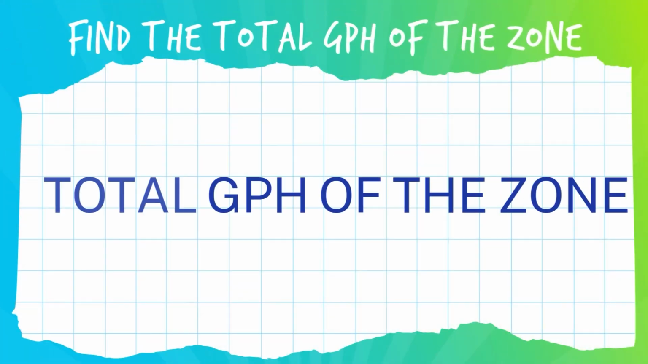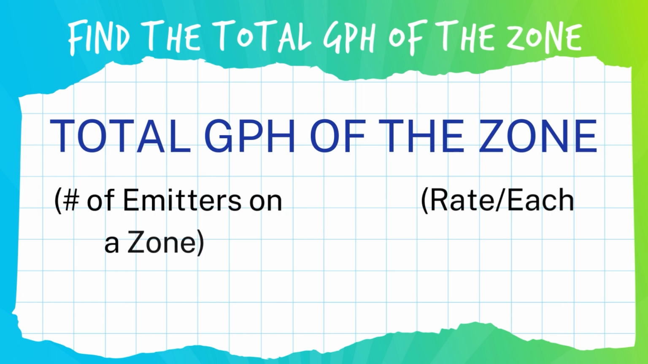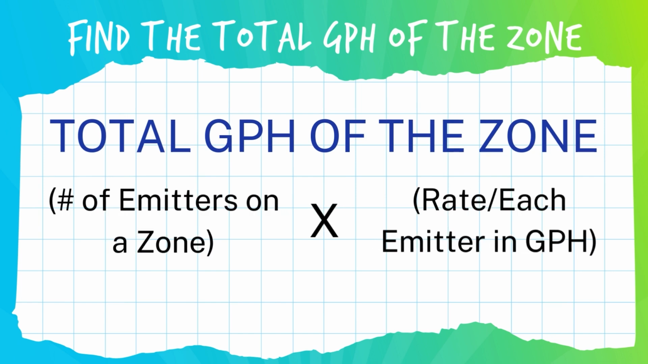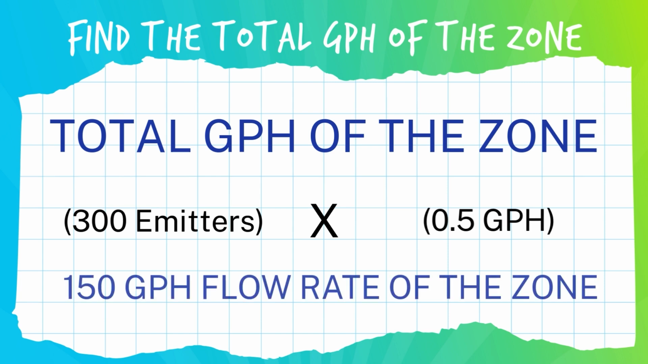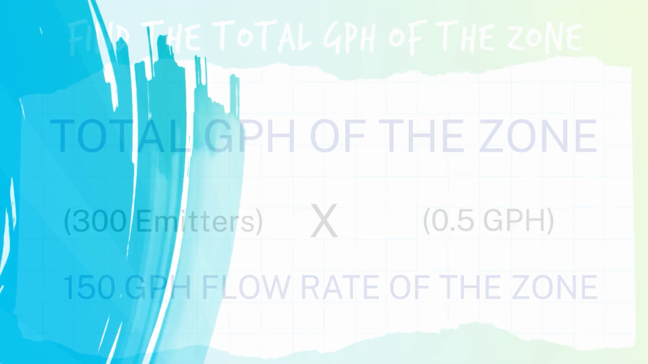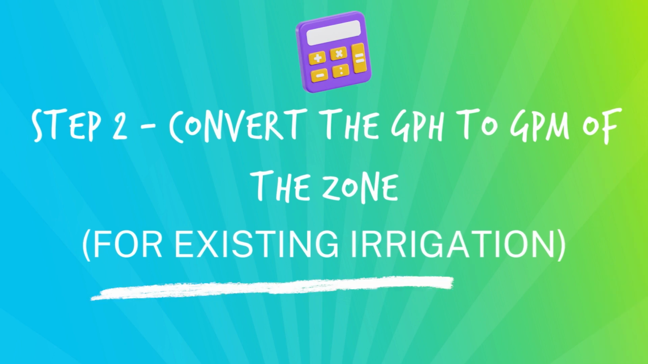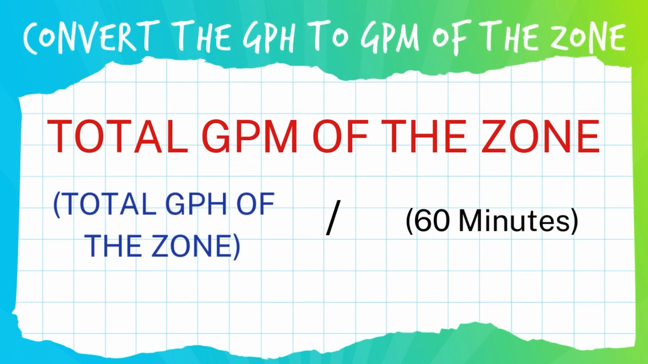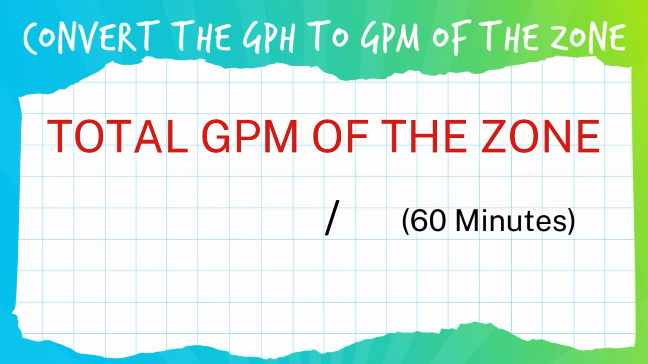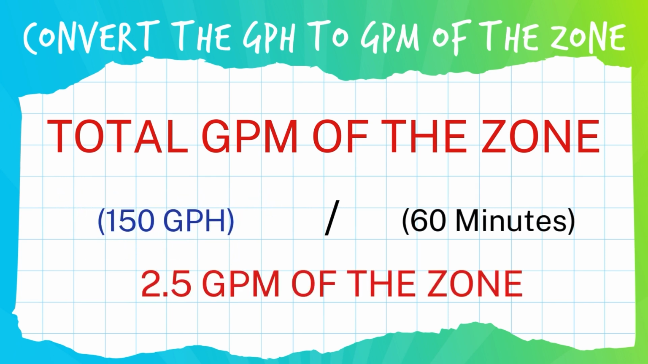First, determine your total gallons per hour by multiplying the number of emitters by their flow rate. For example, 300 emitters at 0.5 gallons per hour each gives a total of 150 gallons per hour. Next, convert gallons per hour into gallons per minute by dividing by 60. This results in 2.5 gallons per minute for this example.